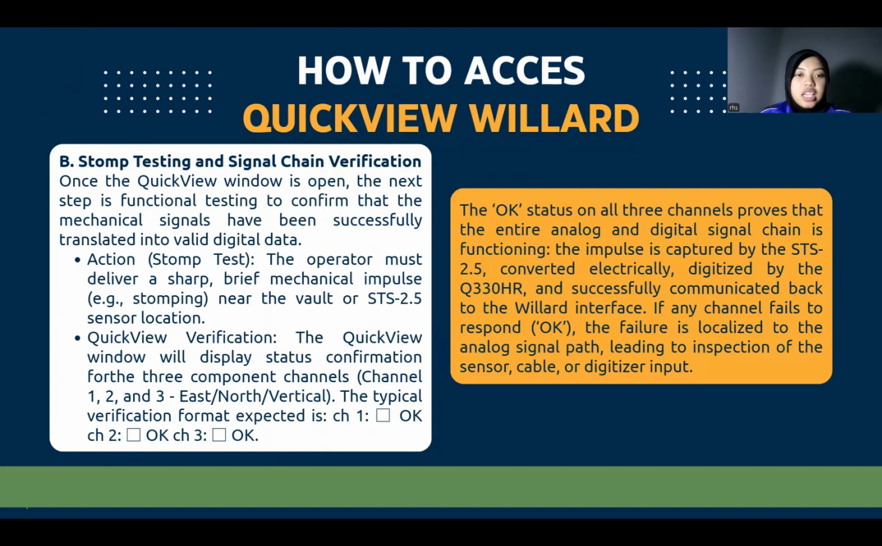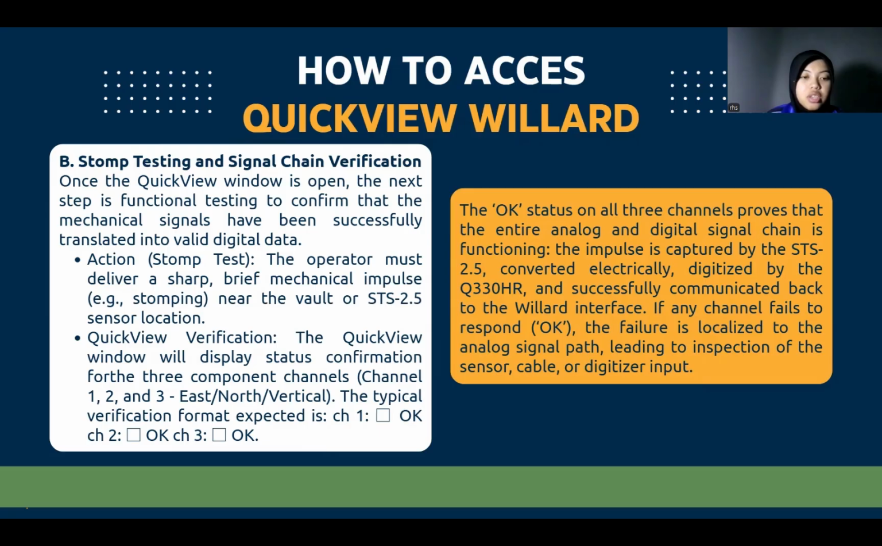And then, storm testing and signal chain verification. Once the quick view window is open, the next step is functional testing to confirm that the mechanical signals have been successfully translated into valid digital data. The action: the operator must deliver a sharp, brief mechanical impulse near the STS 2.5 sensor location. And the verification is the quick view window will display status confirmation for the three component channels.